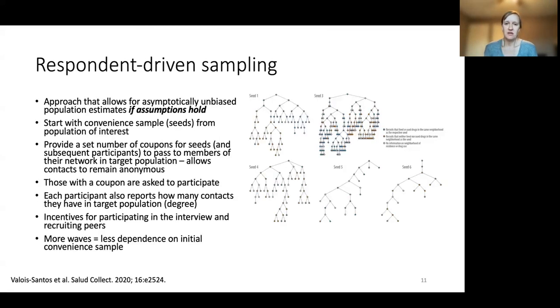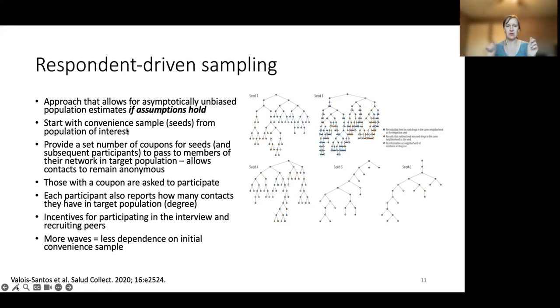Then there's respondent-driven sampling, which is, I think, kind of a shinier approach, and it allows you to get asymptotically unbiased population estimates. But there's a big caveat there, which is that this holds if the assumptions of RDS hold, and I'll talk a little bit about that on the next slide.